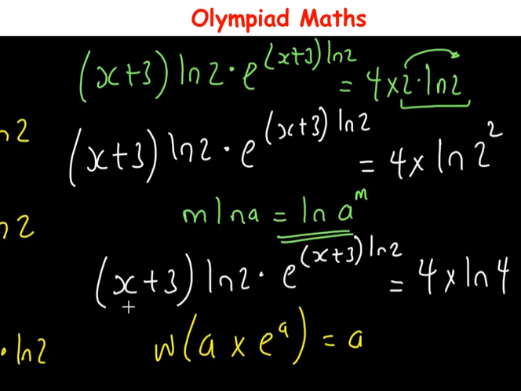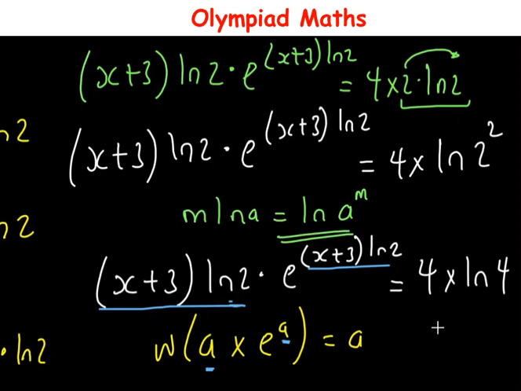Now, if you look at the left hand side of the equation, you will see that we have (x + 3) times ln 2 times e raised to power (x + 3) times ln 2. You observe that what is here is the same thing as the power of e, the same expression as you have for the Lambda W function. A should be equal to the power of e here. Now we have made the left hand side resemble an expression in the Lambda W function.